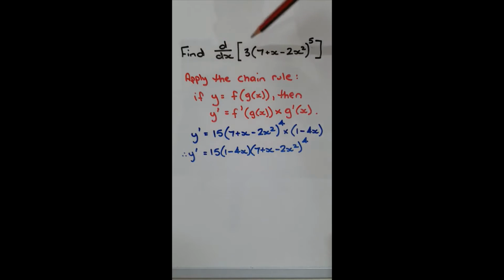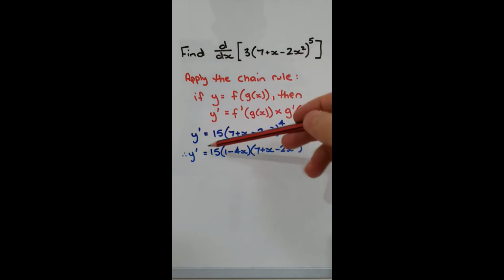Find the derivative of 3 (7 plus x minus 2x squared) all to the power of 5. Now this is another example of a function of a function. So we're going to apply the chain rule. If y equals f of g of x, then y dash, the first derivative, is equal to f dash of g of x multiplied by g dash of x. So what this means is the derivative of the outer function multiplied by the derivative of the inner function.